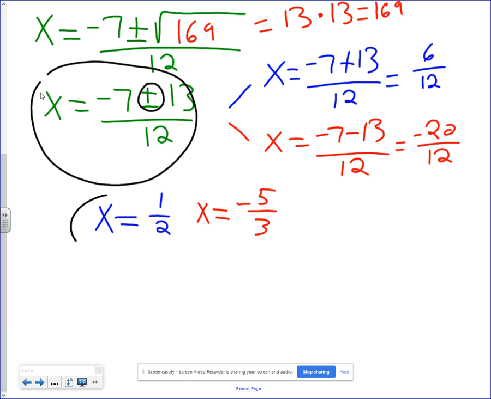So these are the two roots of that quadratic equation: x equals 1/2 and x equals -5/3. And if you were able to do this by factoring, you would have found those roots, or by graphing, you would have found those as well. So the quadratic formula was able to just give us a formula in order to solve for those roots.